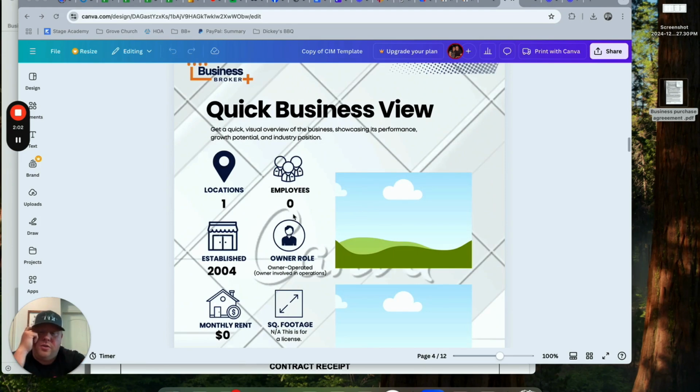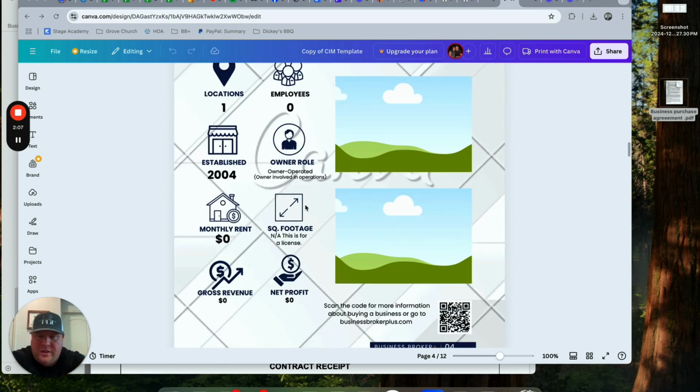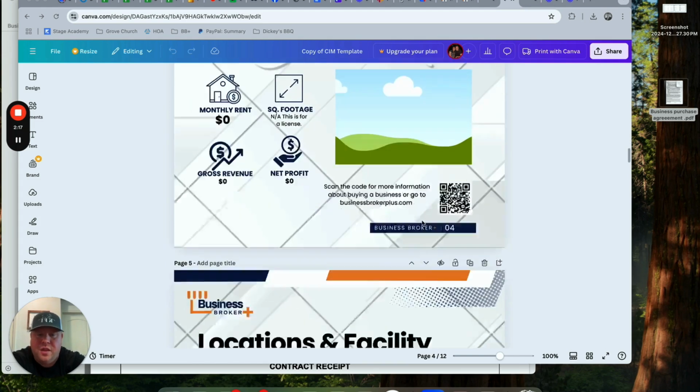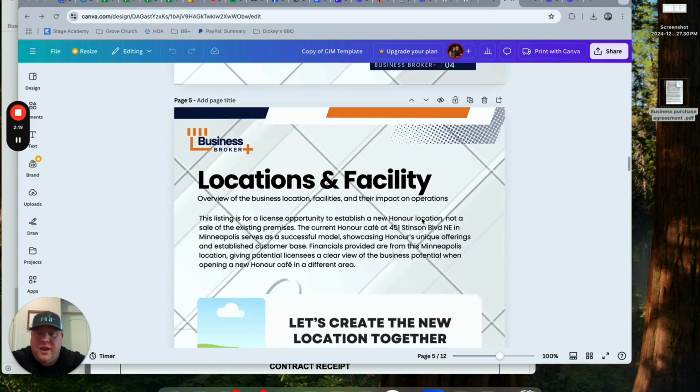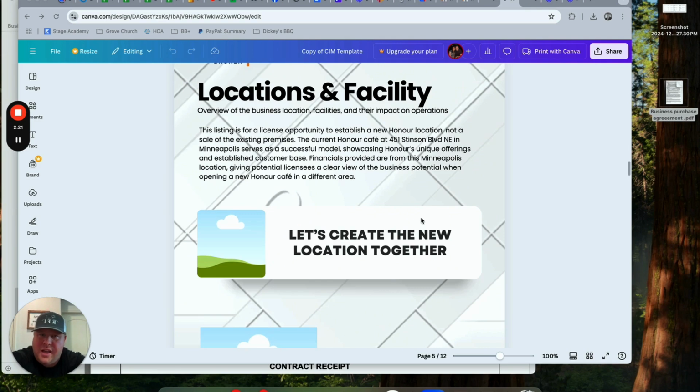Quick business overview: how many employees, the year established, the owner role, the monthly rent, all that good stuff, right? The revenue, the net profit. These right here are going to be the most important things they look at. As well, they always like to see employees. Most people do, and they want to see established businesses. The locations and facility, again, talks about where it's at. It's in a wonderful place. It's booming. The city is vibrant, blah, blah, blah. It gives you the exact address of where it's at, or it could be a general area.